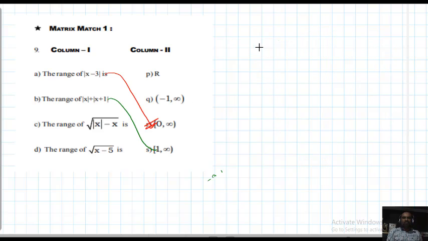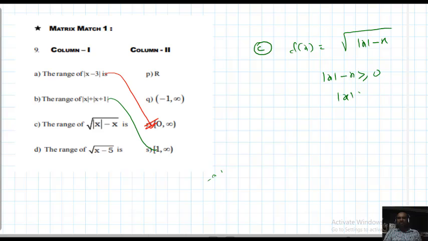Okay, students, our next problem. C. f of x is equal to root over mod x minus x. We want to find the range. Before that, first of all, you want to find the domain. Domain means modulus of x minus x should be greater than or equal to 0, or modulus of x greater than or equal to x. This is true for all x, meaning x is a real number.